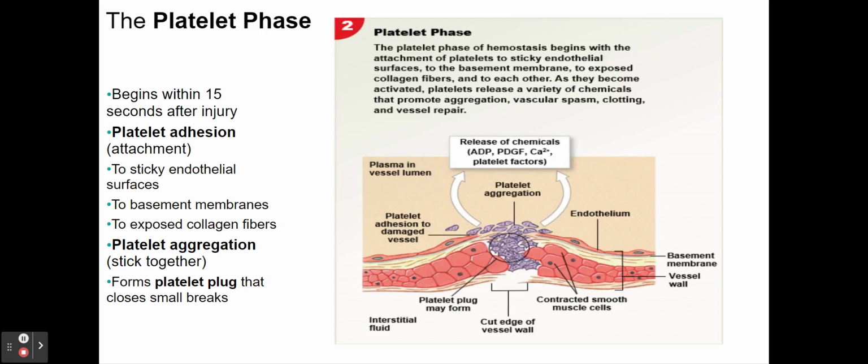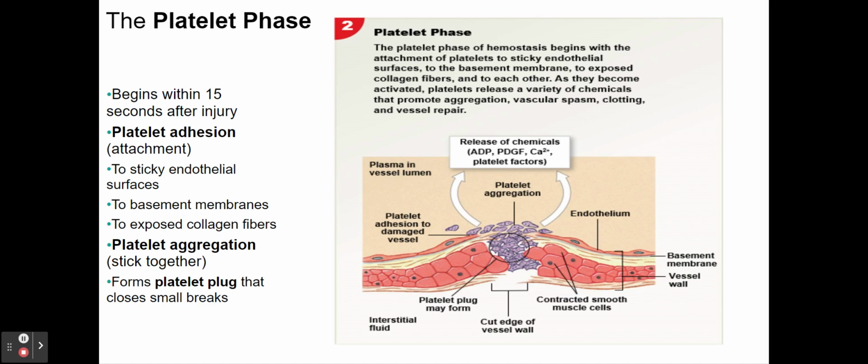The attachment of platelets to the sticky endothelial surface, to the basement membrane, and to exposed collagen fibers marks the start of the platelet phase of hemostasis. The attachment of platelets to exposed surfaces is called platelet adhesion. As more and more platelets arrive, they begin sticking to one another as well. This process, called platelet aggregation, forms a platelet plug that may close the break in the vessel wall if the damage is not severe or if the vessel is relatively small.